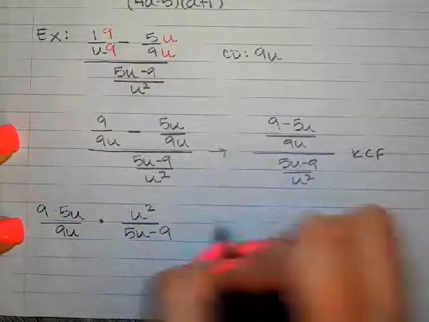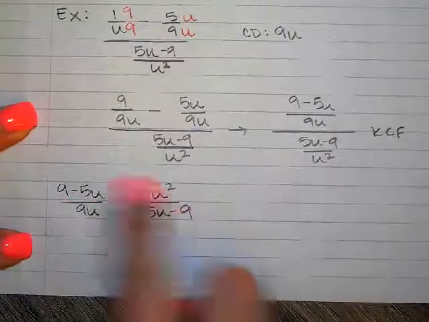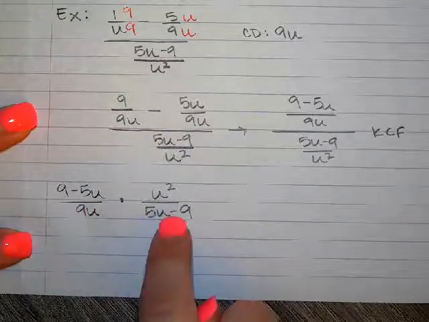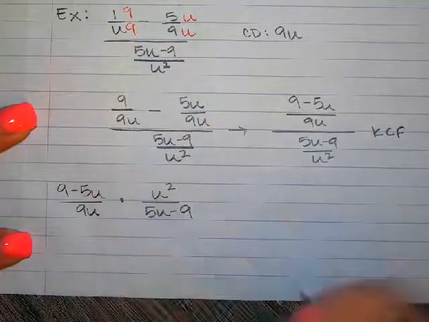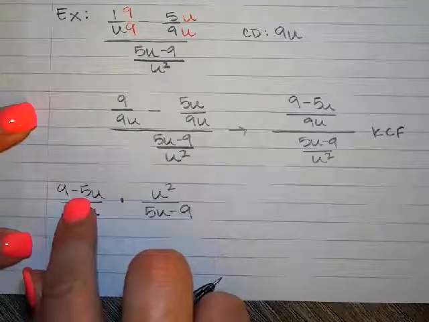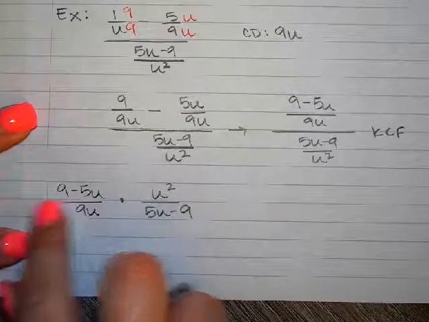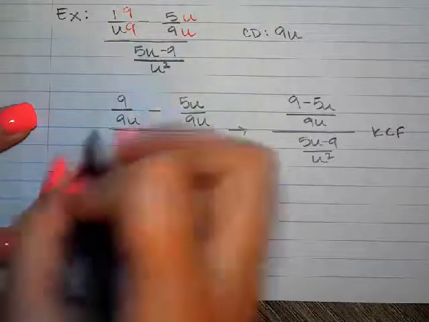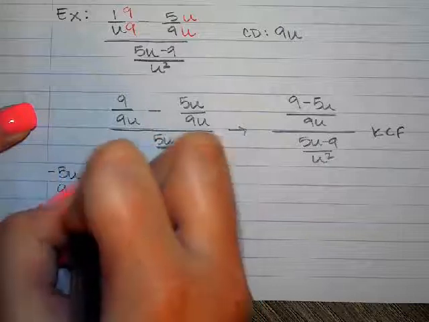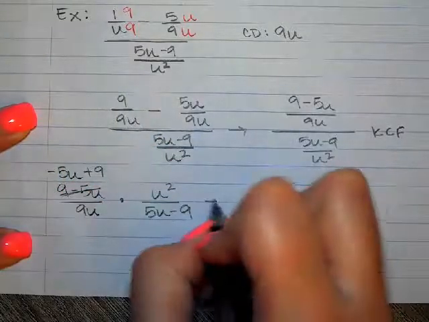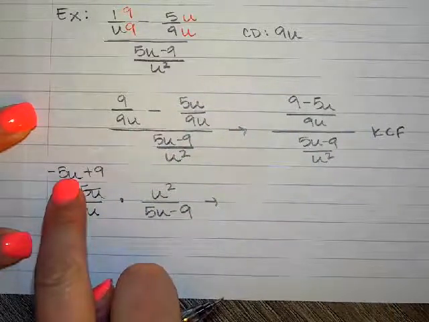From here, this is when I start to factor things. Right here, there's nothing I can really do with it. But this part right here is written incorrectly. It's in the wrong order, so I'm going to fix that order. It should be negative 5u and a positive 9. Whenever I have something that has a negative first, that negative should be factored out.